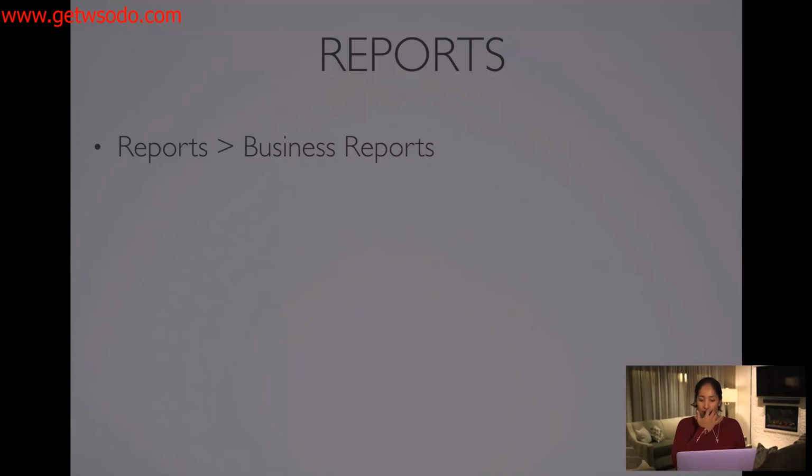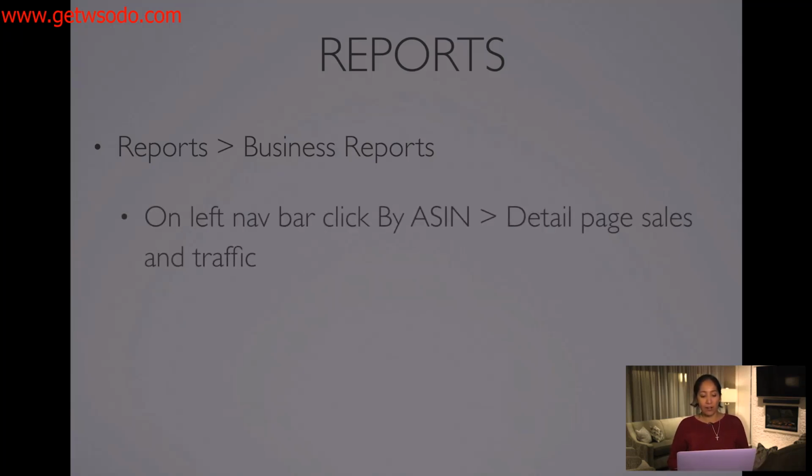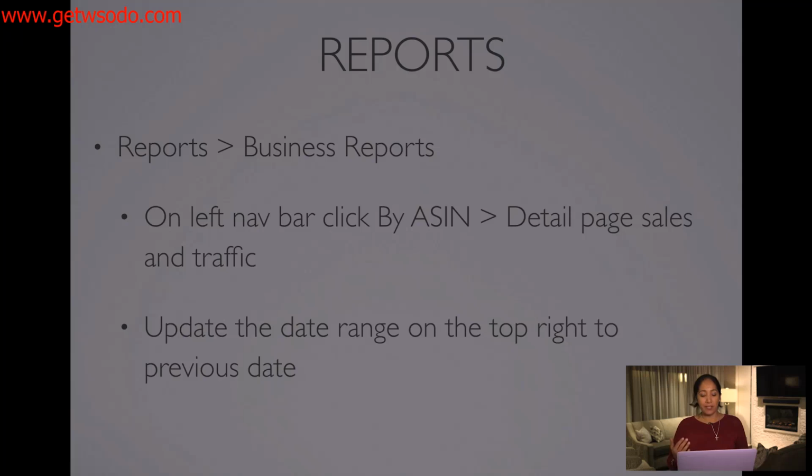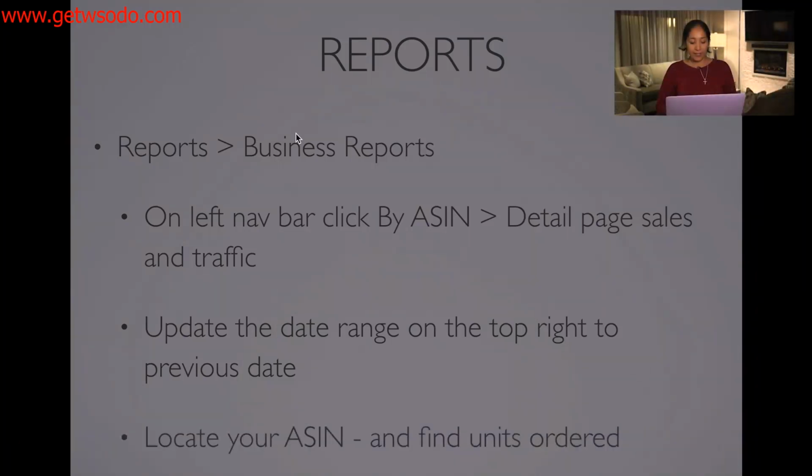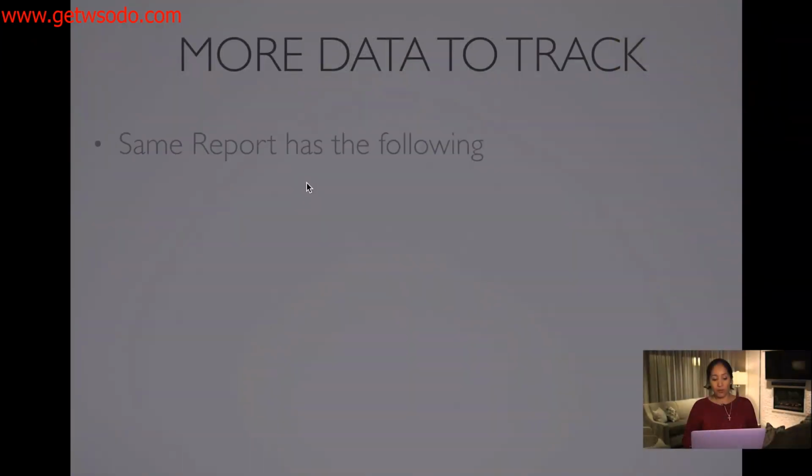We can do this all by looking at the reports that Amazon makes available to us. To get the report to track most of this, go to Reports, Business Reports, and on the left navigation bar, click By ASIN, and then click on Detail Page Sales and Traffic, and update the date range in the top right-hand corner to whatever date you want the information for. If I wanted it for yesterday, I would go back tomorrow and get this, locate the ASIN, and find all this information, including the units ordered and other data.